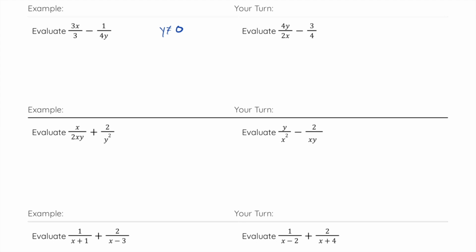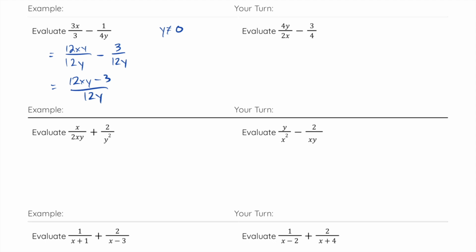But now we need a common denominator of 4y, which means that we'd have to multiply this first term, the numerator and denominator, by 4y. So we'd end up with 12xy over 12y. And we're going to subtract, in this case, the second one, we'd have to multiply the numerator and denominator by 3. So we're going to subtract 3 over 12y. And that would leave us with 12xy minus 3 over 12y.